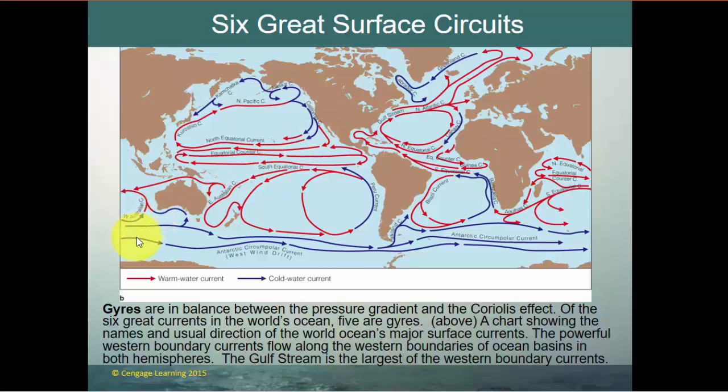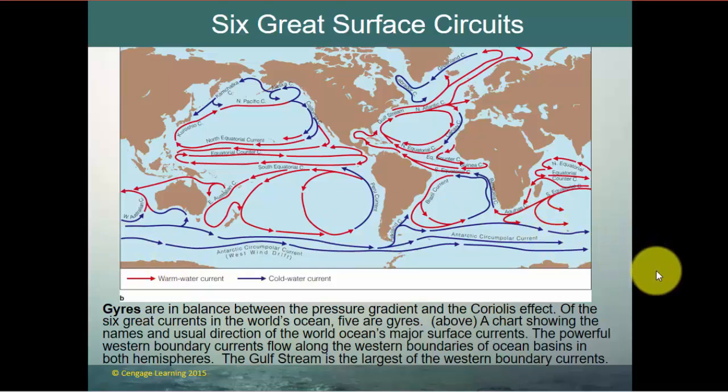And then there's one last major current in the ocean, and that's the Antarctic circumpolar current, also known as the West Wind Drift. It travels around the entire globe. There's no landmass to deflect it, so it just travels around the globe.